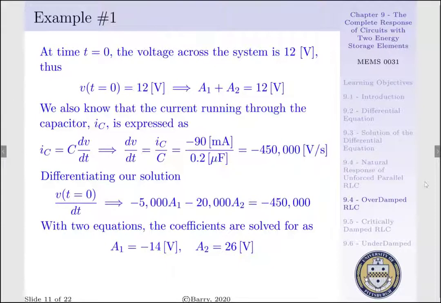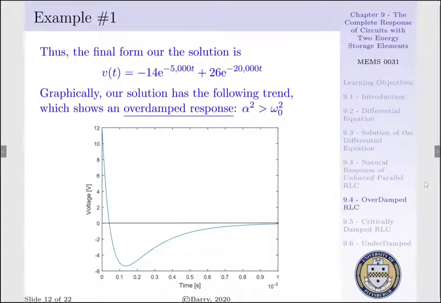Thus, we have two equations and two unknowns, and we can solve for our coefficients. a1 is equal to minus 14 volts, and a2 is equal to 26 volts. Thus, the final form of our solution is our voltage as a function of time is equal to minus 14 e to the minus 5,000t plus 26 e to the minus 20,000t.